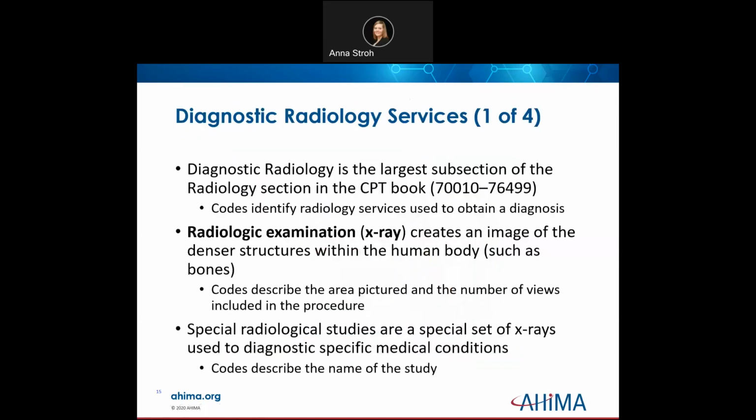Okay, so diagnostic radiology is the largest subsection of the radiology section in the CPT book. These codes identify radiology services used to obtain a diagnosis. In your code book, one thing I want to stress is when you're looking for X-ray, you could also look under radiologic exam. A lot of times, they may say radiologic exam of the chest. When they're saying radiologic exam, that means X-ray. Okay, and an X-ray creates an image of the denser structures within the body, such as bones. So X-ray is very common for bones. And the codes describe the area pictured and the number of views included in the procedure.